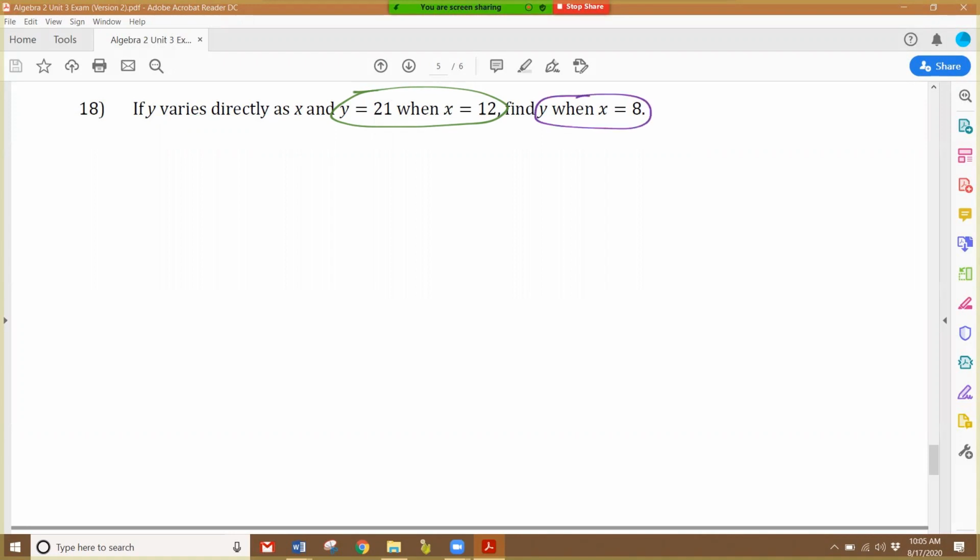So now we're going to make our proportion. Doesn't matter how you set it, as long as you're consistent on the second fraction with the first fraction. So I'm going to do y over x equals y over x. My first two that go together are 21 and 12. So I'm going to take 21 because that's y, 12 because that's x. Those get stuck together. Then I'm gonna find y when x is 8. So for my second fraction, I'm gonna leave y on top, but I do know that x being 8 goes with it.